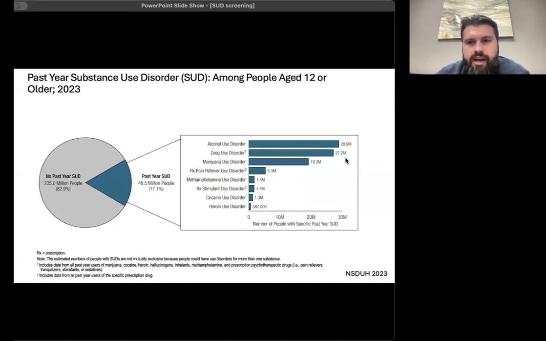And then this is actually people with a substance use disorder. So again, these are patients not just using the substances, but who have been diagnosed with a substance use disorder. You can see in the past year, there's about 48.5 million people with a past year diagnosis of substance use disorder. When you look at these, you can see that alcohol use disorder is the most prevalent use disorder in this survey, followed by a drug use disorder. I hate that nomenclature, but that does mean substance use disorder, not alcohol: marijuana use, pain reliever, methamphetamine, stimulant, etc.